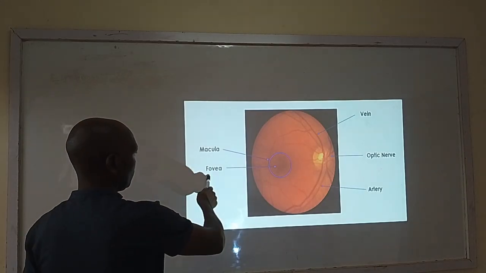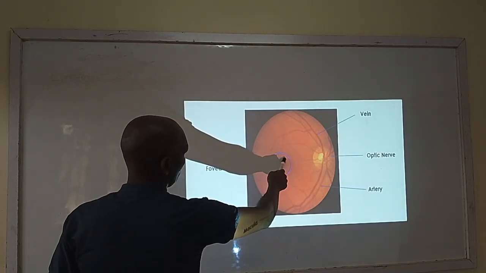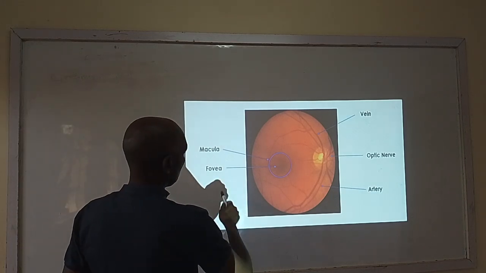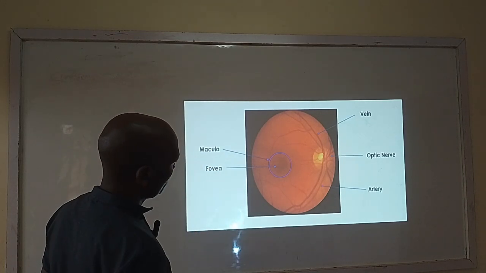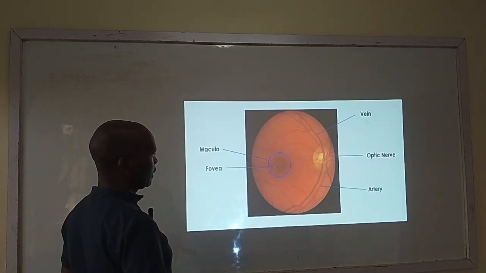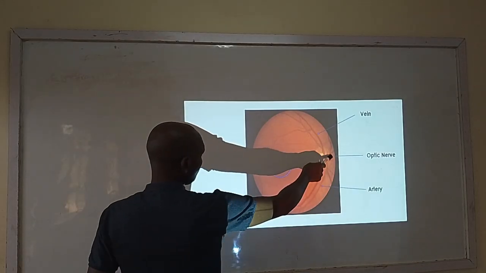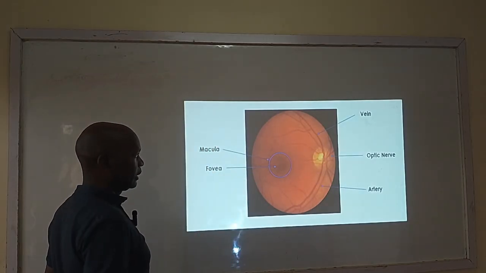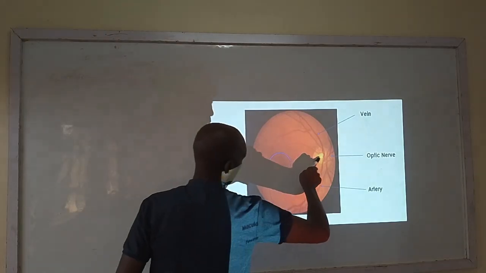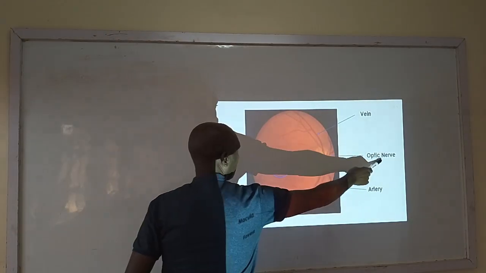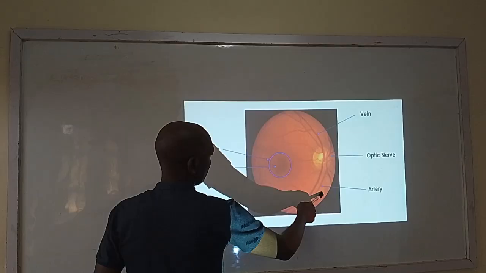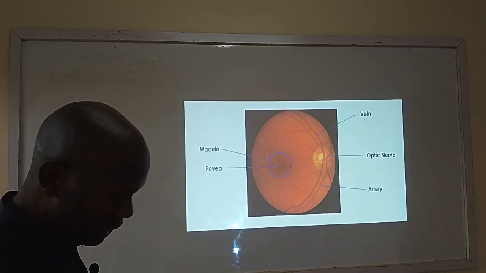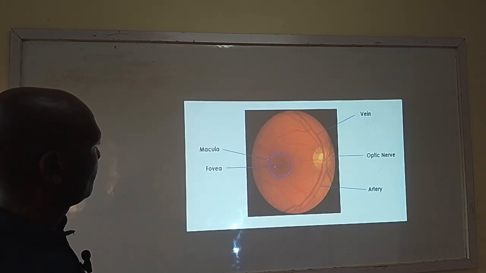There is a macula or a fovea. This is where we have a high concentration of photoreceptors. And the fovea is also the center of what we refer to as the visual axis of the eye. Here there is an optic disc and an optic cup right there. Then from there all the way to the brain, we have our optic nerve. Here we have the arteries, and here we have the veins. So that is what you simply see when you do fundoscopy.